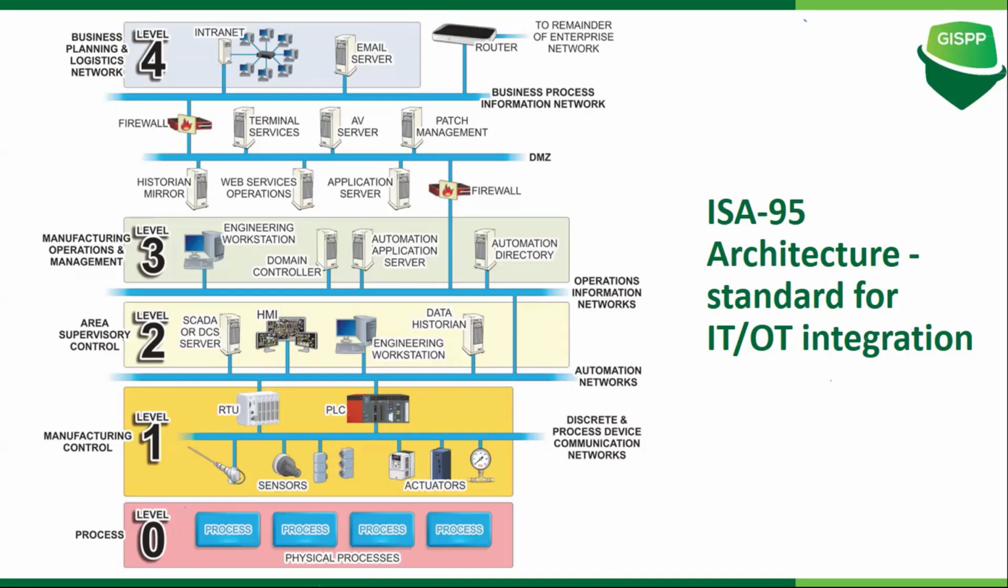Now here we are getting out from OT and entering into IT. At level 3, we are discussing manufacturing operations and management. From here, we have a domain controller, application servers, and an automation directory. The automation directory is basically controlling and storing all the processes and how they work, and the data coming out from these devices is matched against this automation directory.